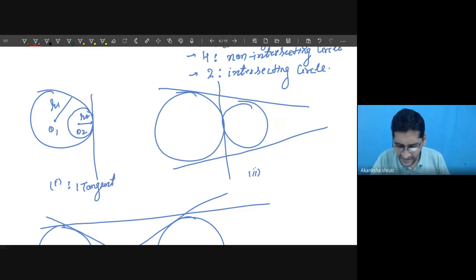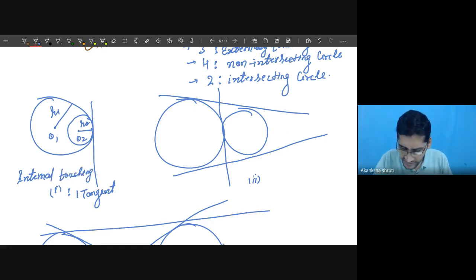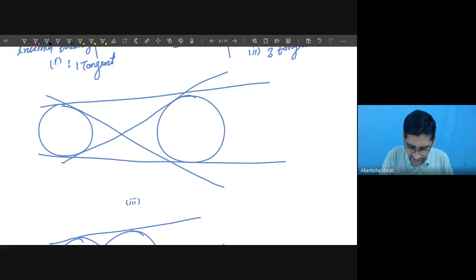In the second case, this is the case of internally touching. This is the condition of externally touching. In this case, we have three tangents. This is what? Non-intersecting.